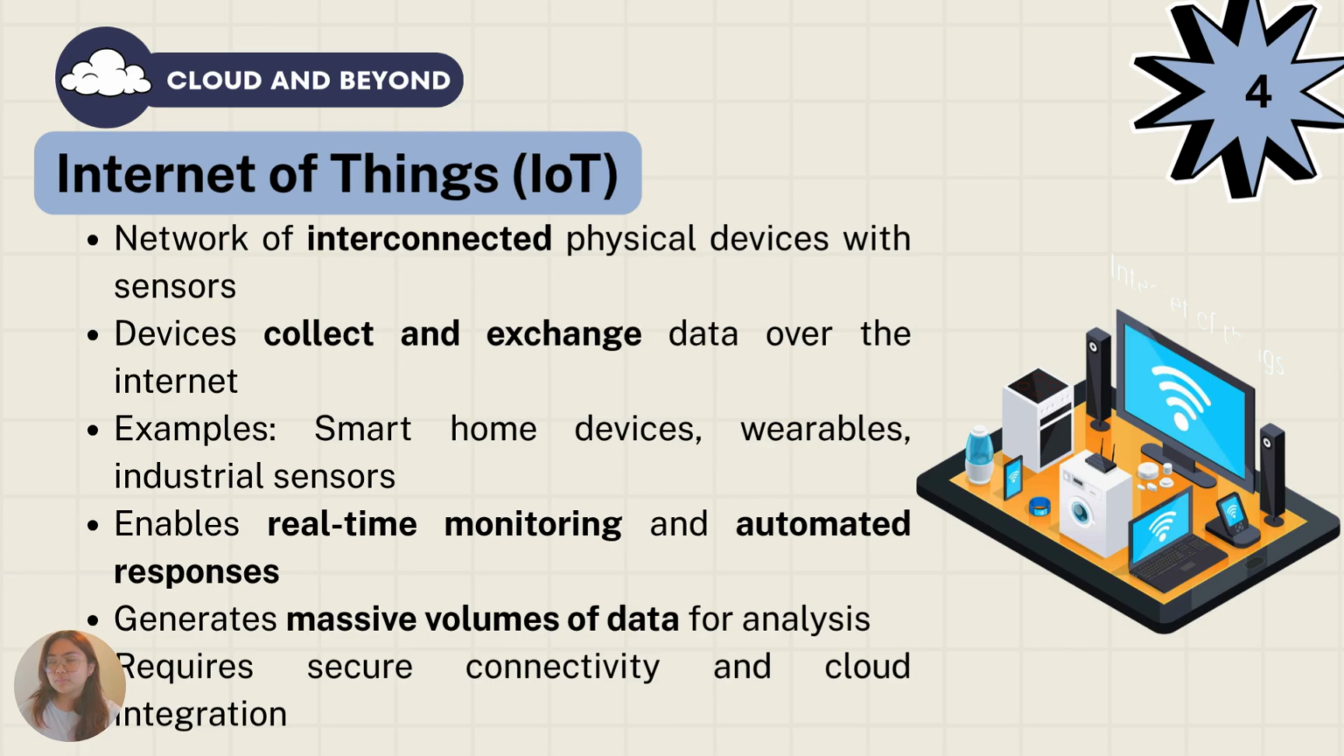For example, a smart thermostat at your home can adjust the temperature automatically. The challenge is that a lot of data is generated. A single IoT deployment can generate terabytes of data. That's why IoT is so dependent on cloud platforms, because the cloud provides scalability, storage, and processing power, so it can handle all this data.